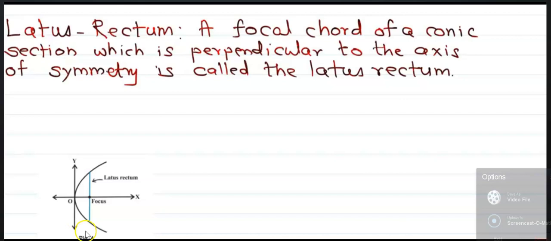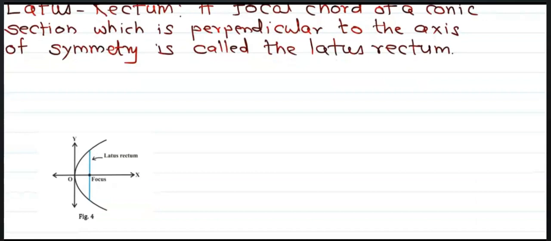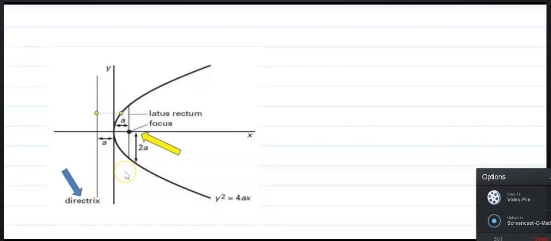Now see this here. This is the focal chord. It passes through this focus of this parabola and it is called the latus rectum. Again, this is a latus rectum. What will be the length of this focal chord in the case of the parabola? Now y square is equal to 4x, which we are going to learn. This is the directrix, y-axis, x-axis. Now here is a focus. What is the length of this? The length of this is 2a. The length of this is also 2a. The length of the focal chord is 4a.